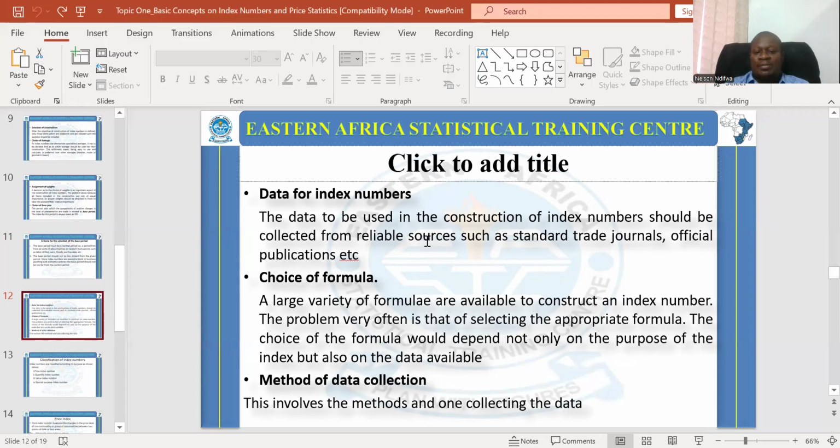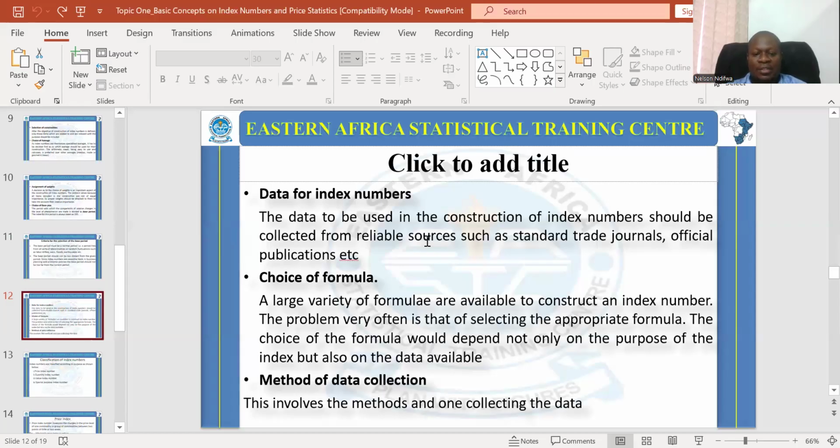Then there is the choice of formula. We have different formulas, which we'll see in other presentations and other topics. But you need to choose an appropriate formula for the construction of index numbers. It is a problem which formula will be appropriate given the situation you have. Ideally, the formula should be appropriate for the computations, because the wrong formula will result in unreliable indexes.